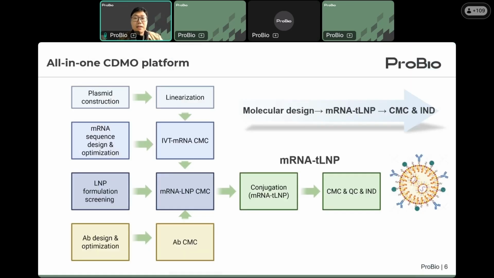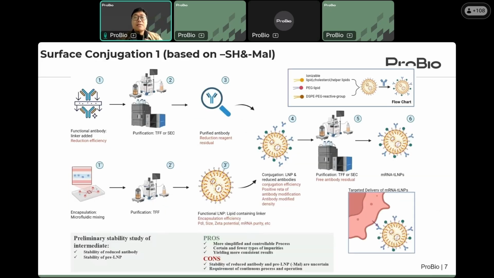Here I'll give a very brief advertisement of our ProBio CDMO platform. This is an all-in-one platform, which means you just need to bring your idea here and we can do the rest of the work for you: from plasmid construction, mRNA sequence design and optimization, LNP formulation screening, and antibody design and optimization, and then we push this forward to CMC production and GMP production to fully support your IND applications.